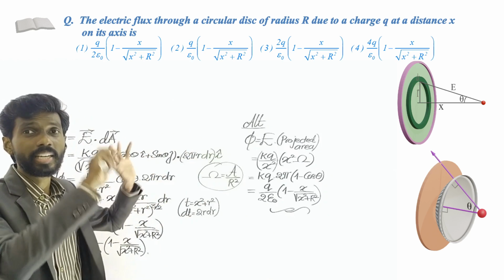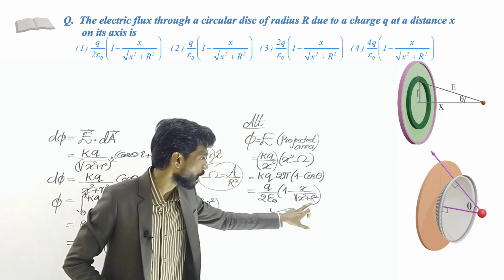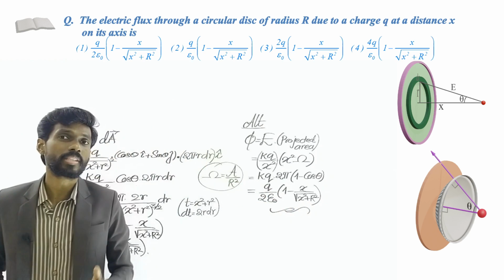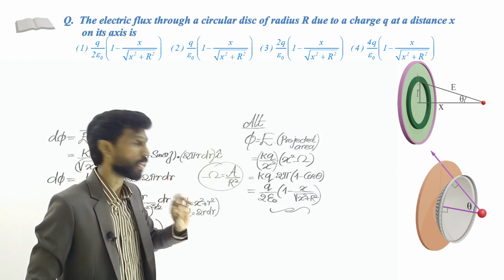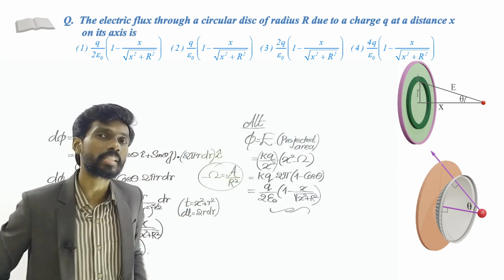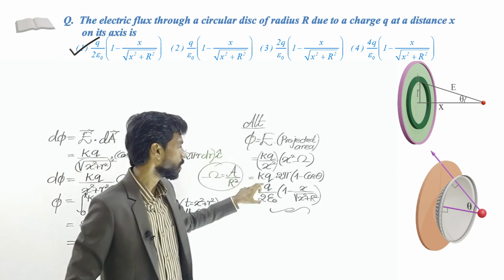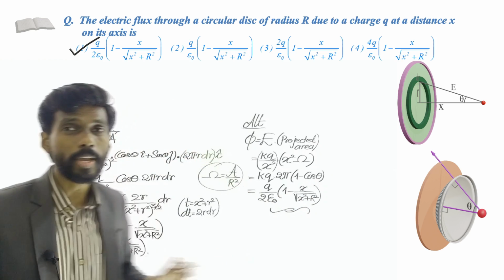That means an infinitely large plane, like the last question. So for an infinitely large plane, this r value becomes infinity. The answer will be q divided by 2 epsilon 0. So that was the last question, and that is a particular case where the radius of the disk becomes infinity. Do you understand? So the answer to this question here is simply q divided by 2 epsilon 0, times 1 minus x by root x squared plus r squared.